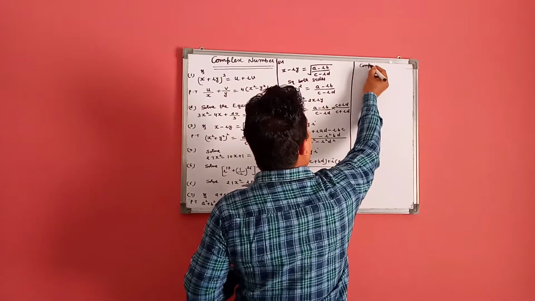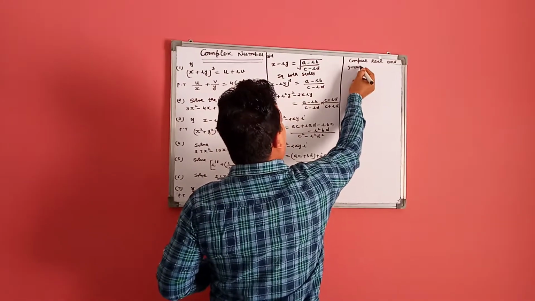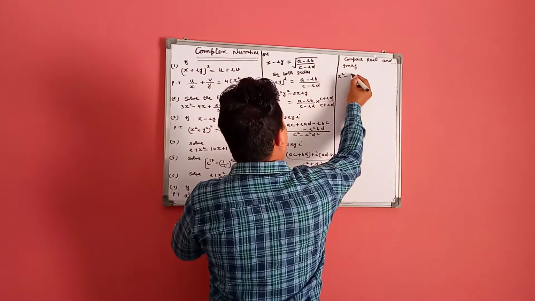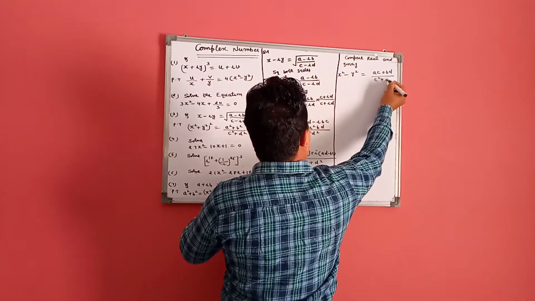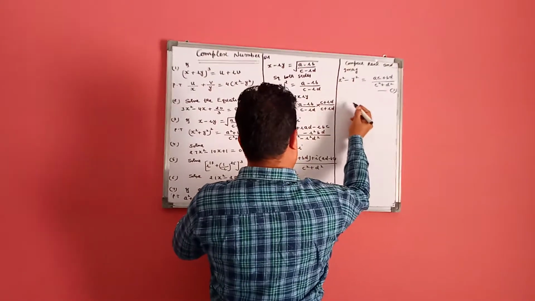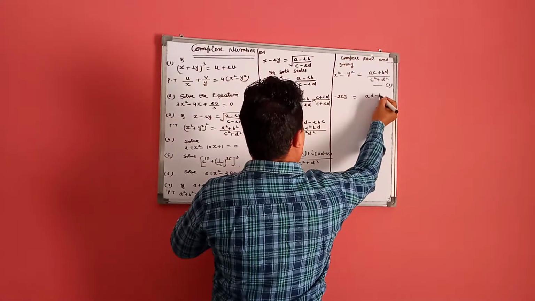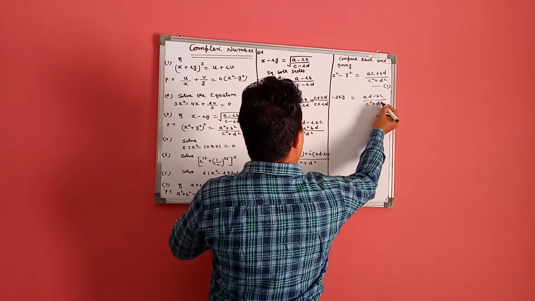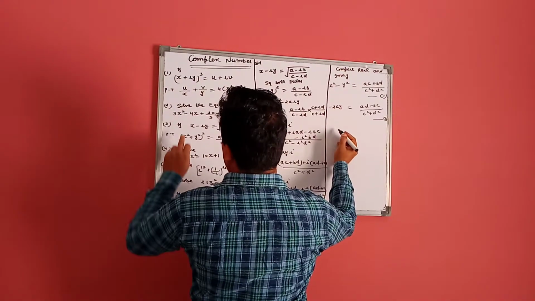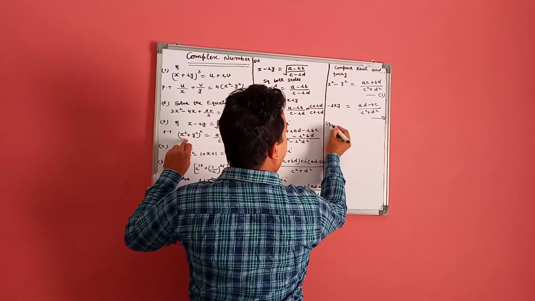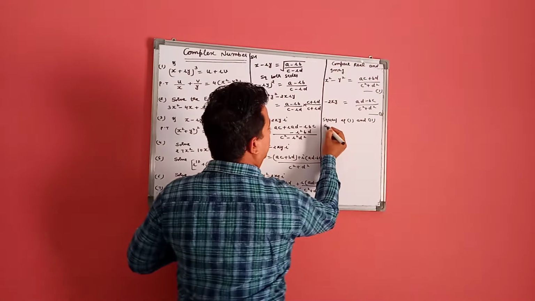Compare real and imaginary parts. In this equation, the real part is (ac + bd)/(c² + d²). This is equation 1, and the imaginary part is −2xy = (ad − bc)/(c² + d²). This is equation number 2. In the left hand side of the question, squaring equations 1 and 2 and then add.